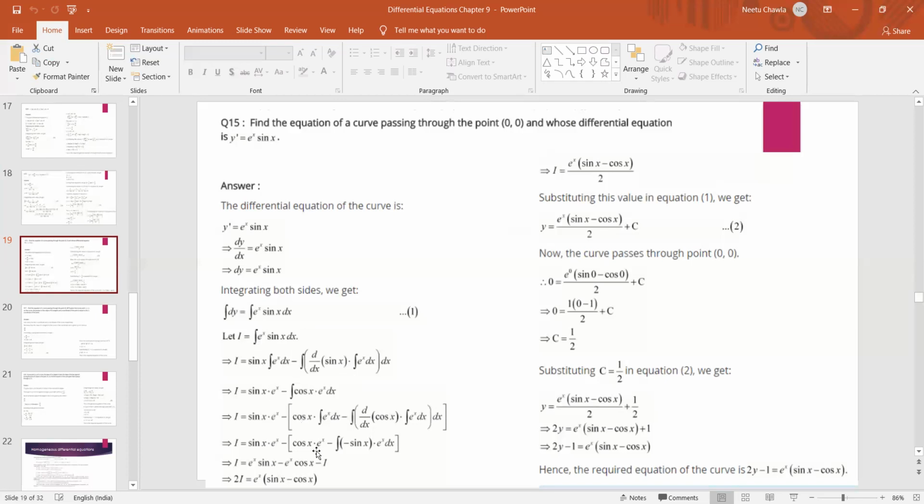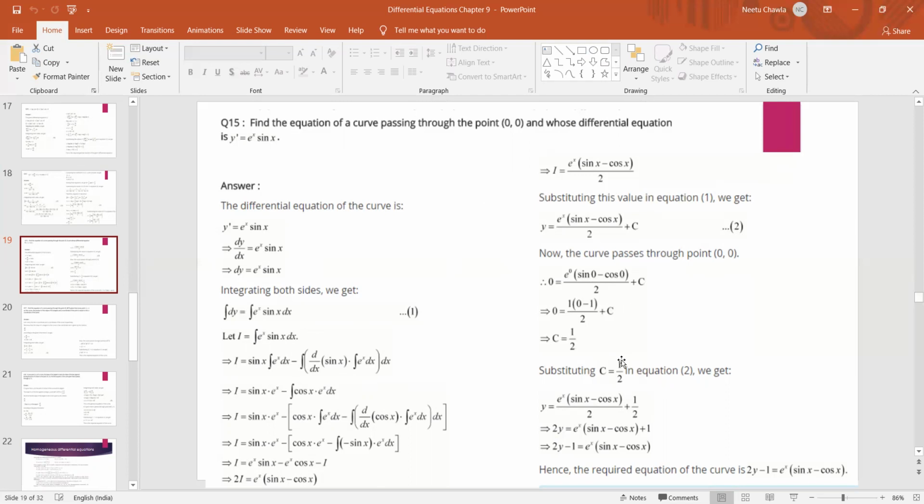So after integrating, I am getting here the value as y is equal to e to the power x (sin x minus cos x) upon 2 plus c. This is the whole integration. I am not going to explain it here because you already know and you should know. Now in this equation number 2, we will be putting x is equal to 0 and y is equal to 0. See this, putting all the values. I am getting the value of c, e to the power 0 is 1. C I am getting here as 1 upon 2.